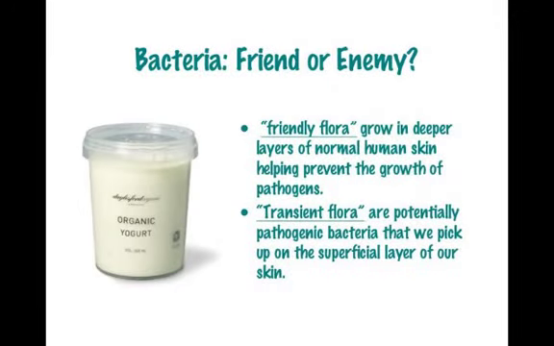Some bacteria are friendly flora that grow in deeper layers of normal human skin. Their presence helps prevent the growth of pathogens. Transient flora are potentially pathogenic bacteria that we pick up on the superficial layer of our skin. Massage therapists accumulate transient flora on our hands as we massage our clients. These bacteria are easily removed by using an alcohol-based hand sanitizer or washing with soap and water.